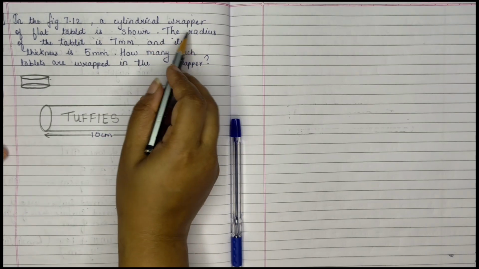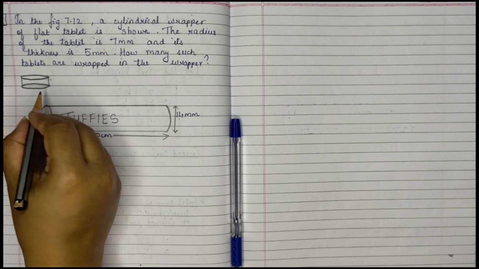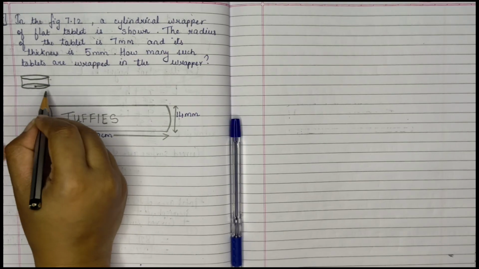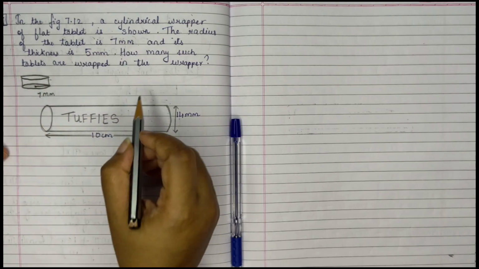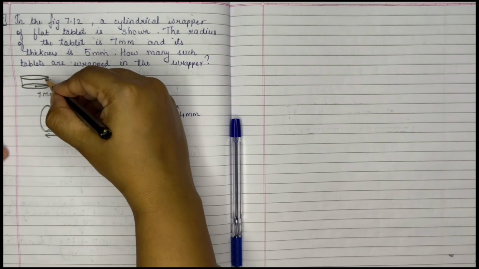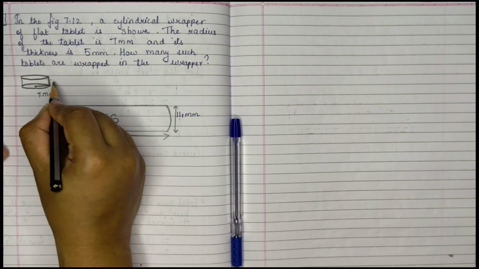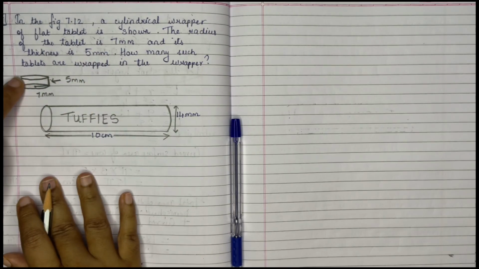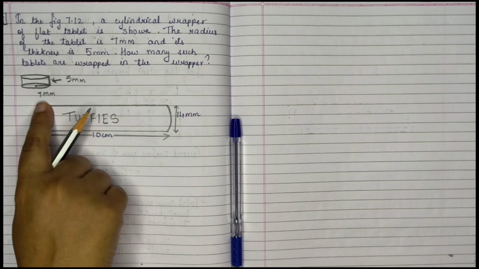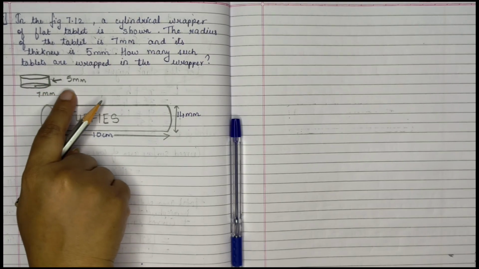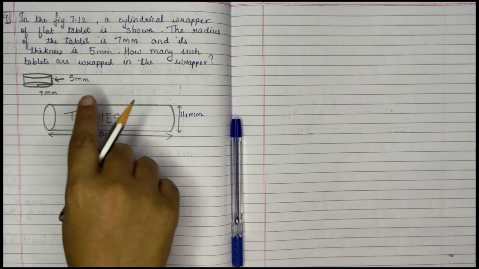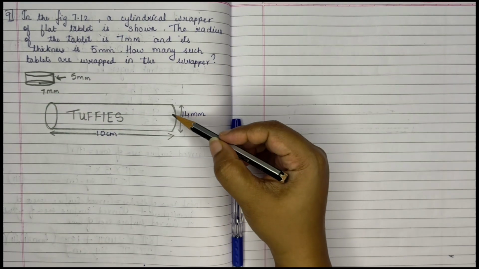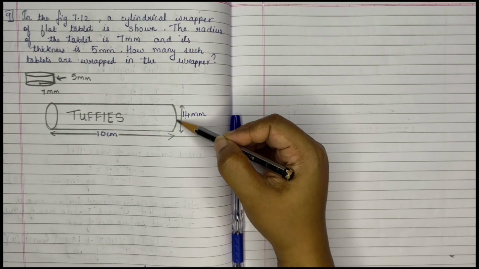What they have said, the radius of the tablet is 7 millimeters. So see here, the radius is given 7 millimeters, and its thickness, how thick it is. So thickness is the height here. Thickness is given 5 millimeters. Now this is for the tablet. Radius is given 7 millimeters and the height, that is the thickness, how thick the tablet is, 5 millimeters.